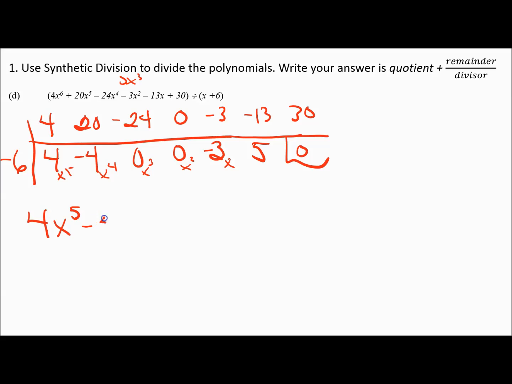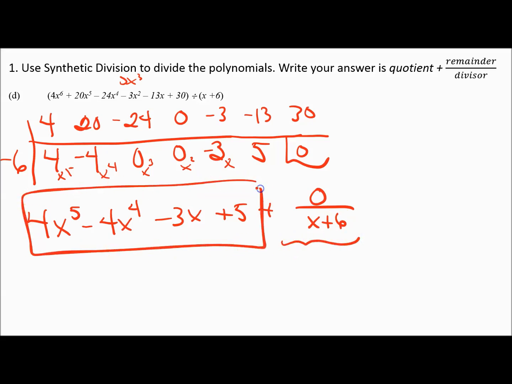4x to the 5th minus 4x to the 4th. You do not have to write 0x to the 3rd plus 0x squared, since that is just 0. So minus 3x plus 5 plus 0 over x plus 6. Again, this is just optional because it's 0. This is the true answer that I'm looking for in the end.